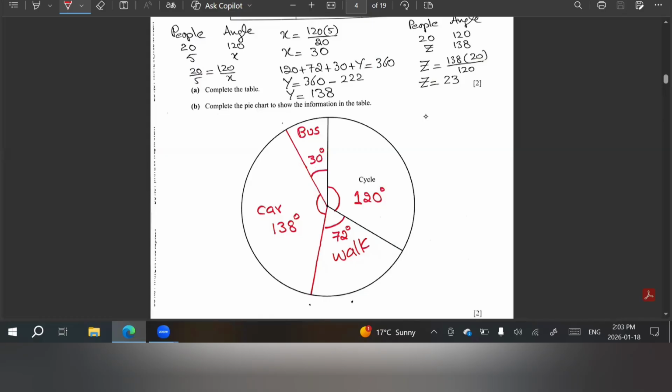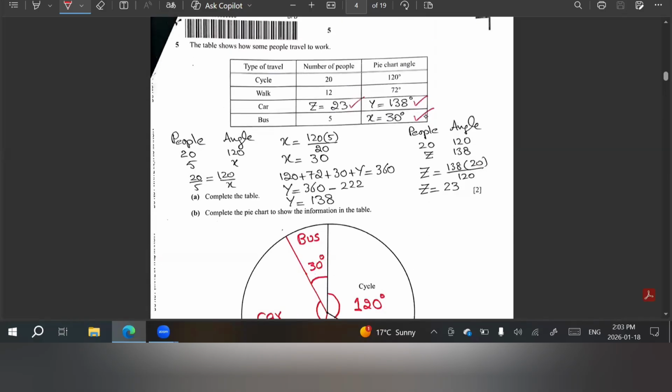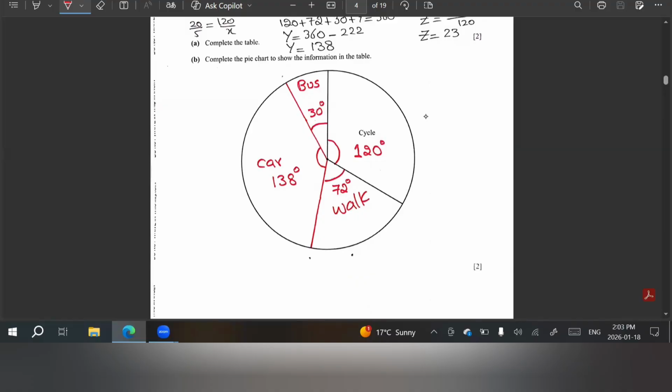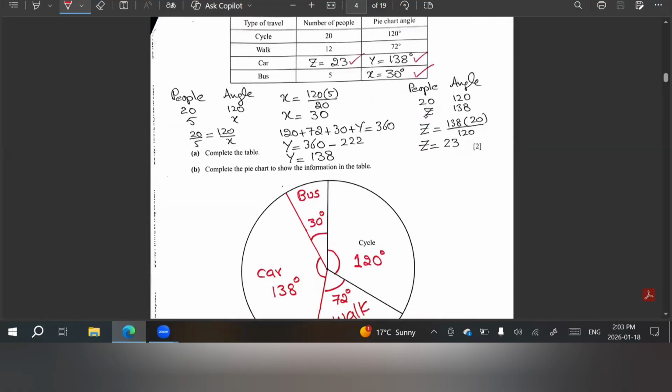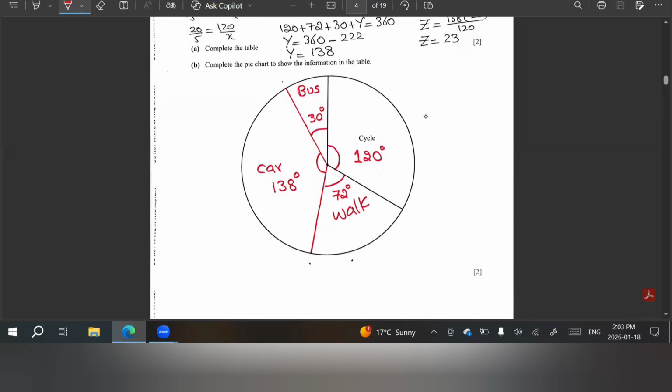So I know for walk, the angle is 72. So I will place my protractor here, and I will mark 72. You can see this dot. So I will draw this line, then I will put my protractor here. And for cars, the angle is 138. So I will put the 0 here, cross hairs here, and I will mark this dot, and that is my 138 degree mark. So I will draw a line here, right here.